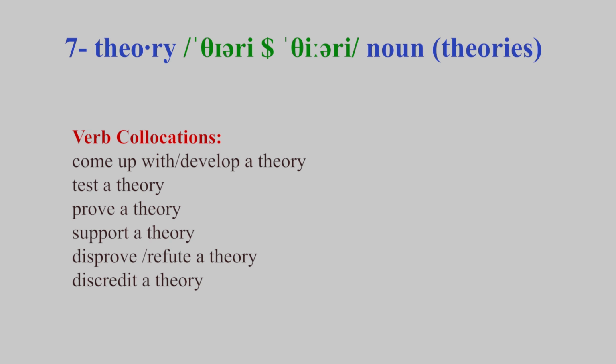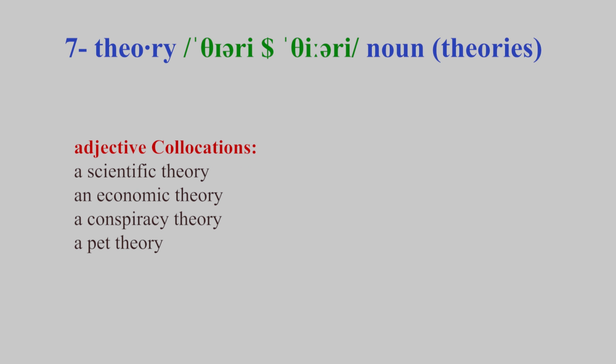I have written a lot of verb collocations with theory. For example, come up with a theory or develop a theory, test a theory, prove or support or disprove or refute a theory, discredit a theory. These are the most common verbs that are used with theory. And I've also got a lot of adjective collocations like scientific theory, economic theory, conspiracy theory, or a pet theory.